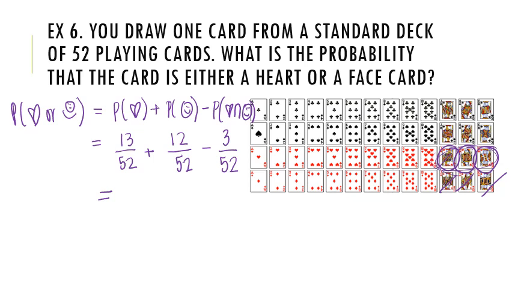Okay, then we'll go ahead and add those all up. We get 22 over 52. And you could write that as a percentage or a decimal. So we get 0.423, and that would be our probability.